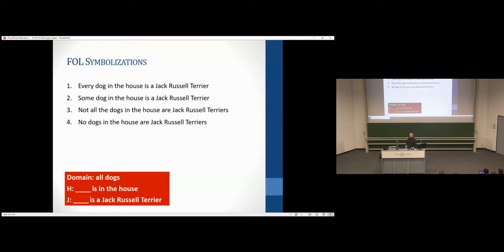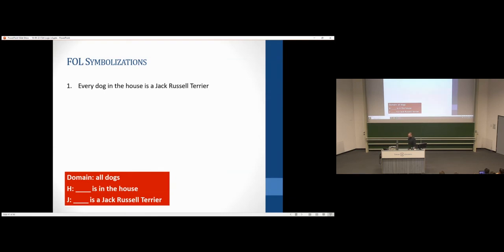So let's go through these one by one, right? And again, if we know how to symbolize these kind of sentences, we'll be pretty good for pretty much everything we want to do. Right? So let's take our first one. Every dog in the house is a Jack Russell. How might we symbolize this?